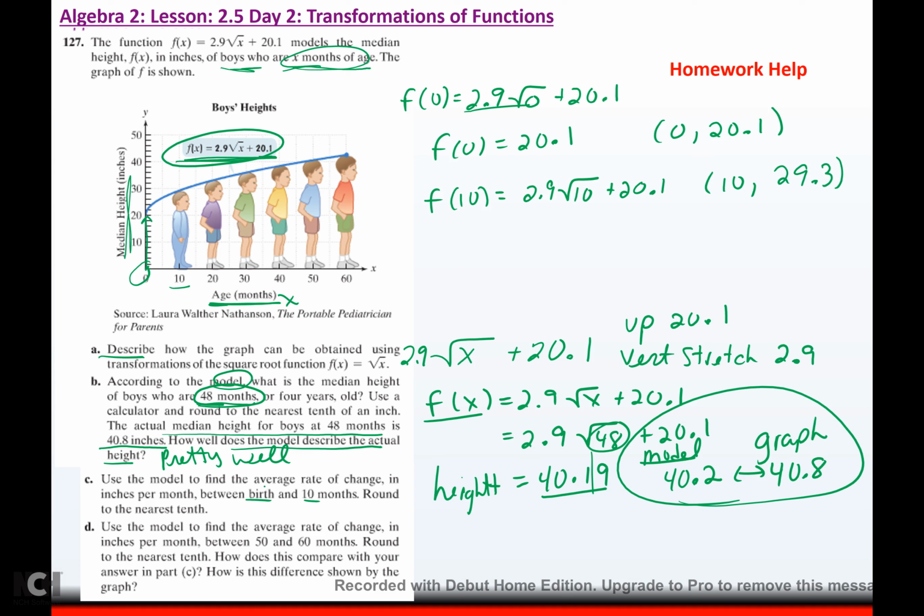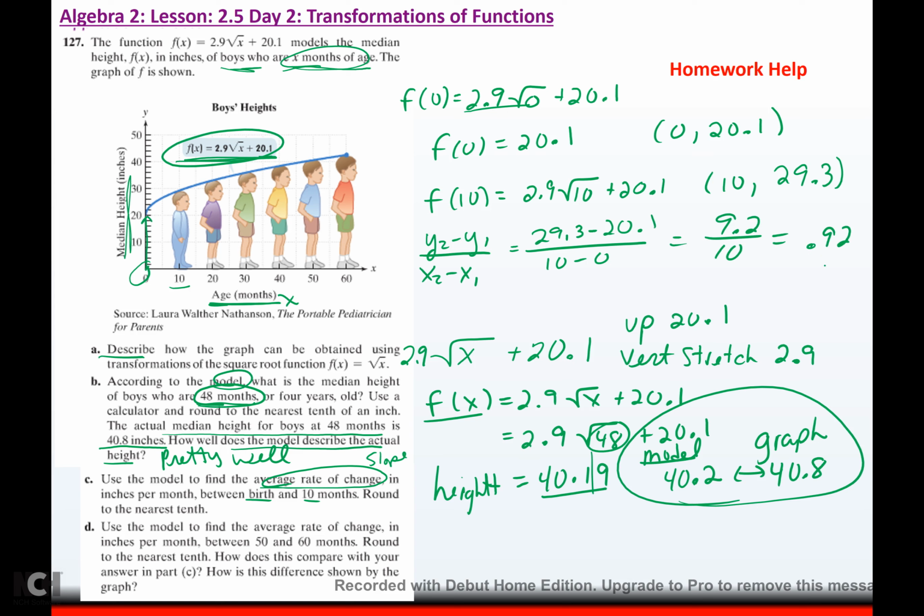So now to find the average rate of change, that's slope. That's y2 minus y1 over x2 minus x1. So I would have 29.3 minus 20.1 over 10 minus 0. 29.3 minus 20.1 is 9.2, divided by 10 is going to be 0.92. So the average rate of change is about 0.92 inches per month. And D, you're going to do the exact same thing, but you're going to use 50 months and 60 months and see how it compares to your answer in C.